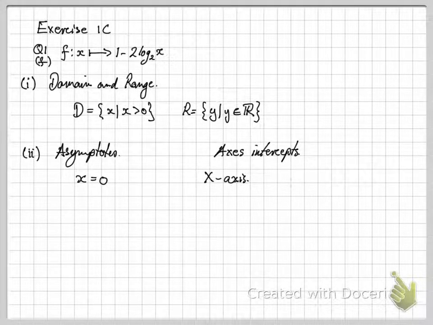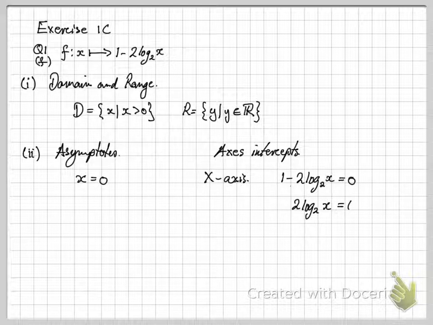The x-axis intercept is just when y is equal to 0, so that's when 1 minus 2 log to base 2 of x is equal to 0. That gives us 2 log to the base 2 of x equals 1. So dividing by 2, we get the log to base 2 of x equals a half. And that gives us x equals 2 to the half, which is root 2.